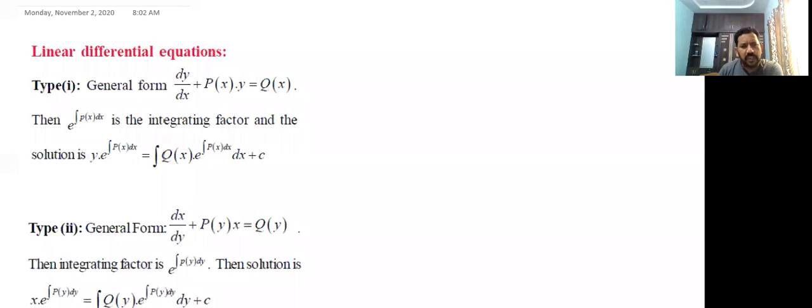In the previous class we completed non-homogeneous related concepts and problems. Now I am going to discuss linear differential equations.